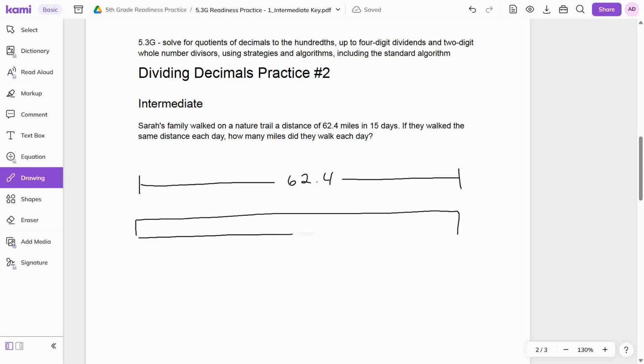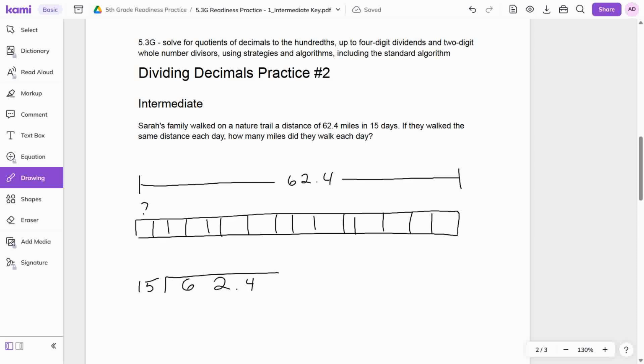So what I'm going to do is cut this into fifths, and I'm going to cut each fifth into thirds. And then there we go. That's going to be our question mark for each one. I'm not going to draw all of those. So let's take our 15 and divide it into 62.4. Now, here's the thing when we are dividing decimals.